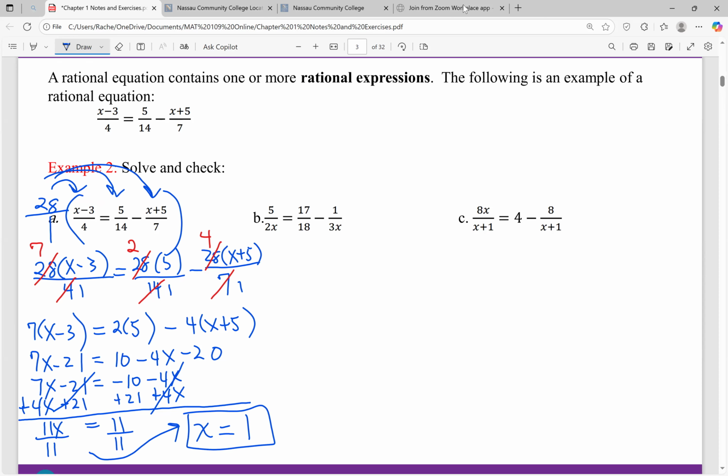And again, check your answers. Plug x equals 1 into the original. And look, we'll do this in the calculator just to get a quick check so we don't have to do it by hand. It's always going to be quicker just to plug it in and check in the calculator. So let's do this together in the calculator. So we're going to check x equals 1. So I'm going to plug it into the original equation.